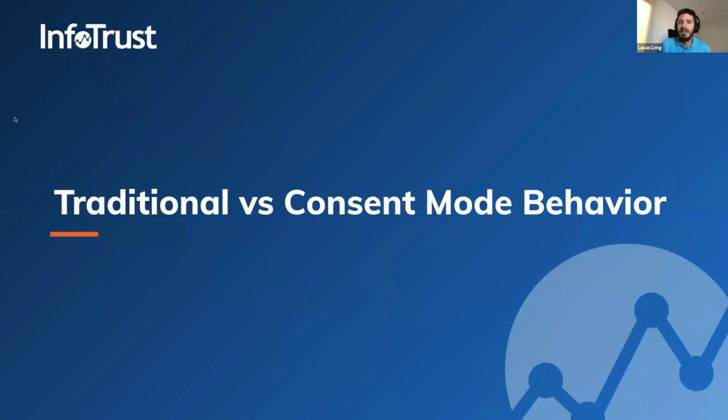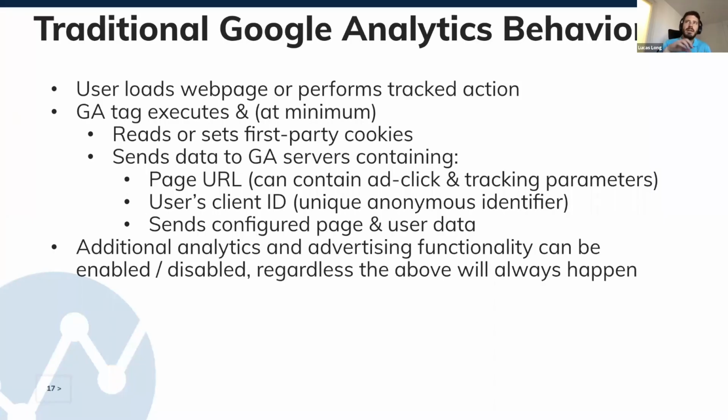So just to quickly review here, traditional versus consent mode behavior, and how it differs specifically for Google Analytics. Traditionally, the user is going to load a web page or perform some tracked action. Your GA tag will execute, and at minimum it's going to read or set first-party cookies, and send data to GA servers containing, again at minimum, the page URL, that user's client ID, or that unique anonymous identifier, and it's also going to send any configured page and user data. Additional analytics and or advertising functionality can be enabled or disabled, but regardless of that, the above will always happen.